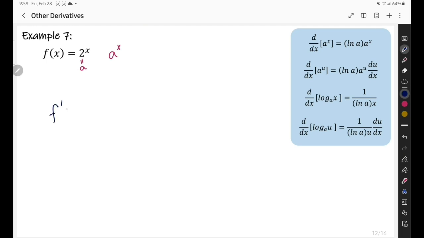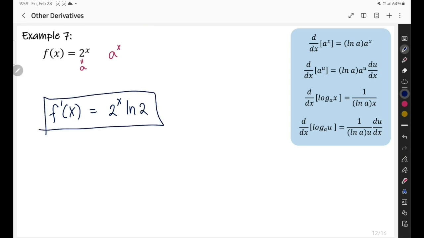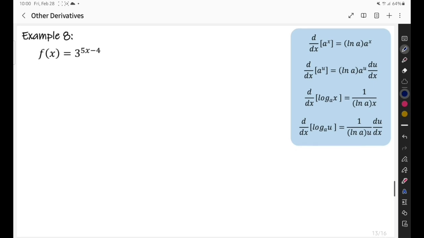So you have f prime of x is equal to a to the x, where your a is 2. So 2 to the x ln of 2. And that's it. Okay, let's have our next example, number 8. This time it's 3 to the 5x minus 4. If you notice, it's in exponential form with a base of 3. So this is your a.